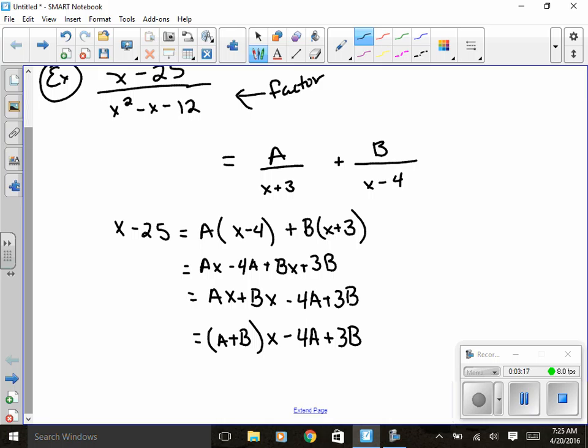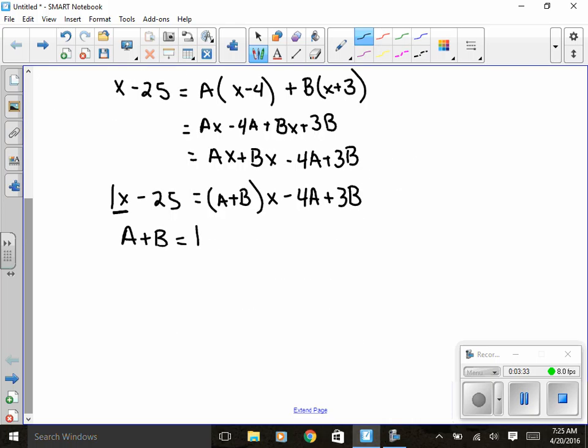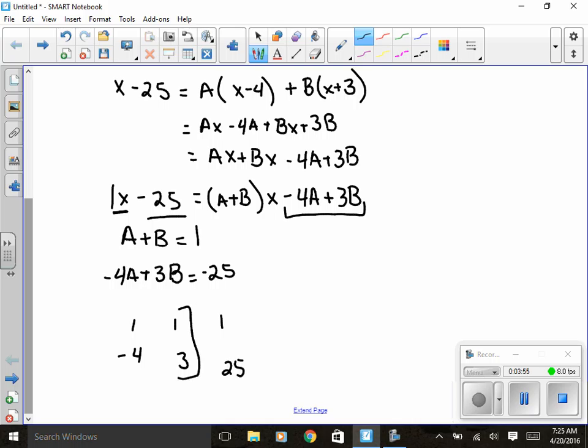So from here, now that I have it factored out, the first one that matches up with the x matches up with the number in front of the x. So really, a plus b equals 5. And then the second part, negative 4a plus 3b, matches up with that negative 25. Now, if I look at this, I technically have a system, and I can use matrices in order to solve the system.